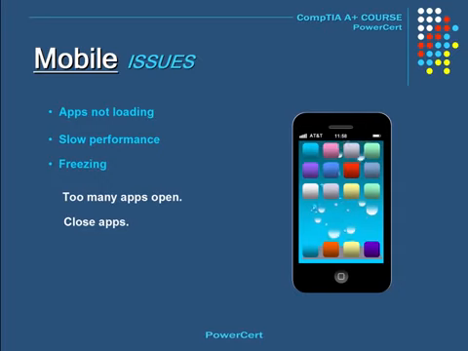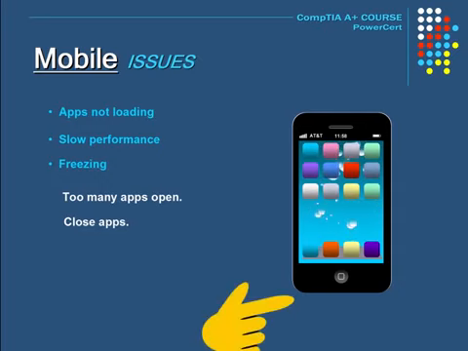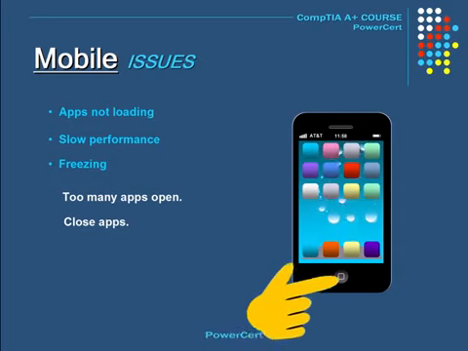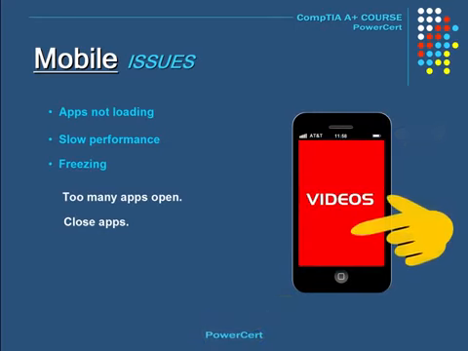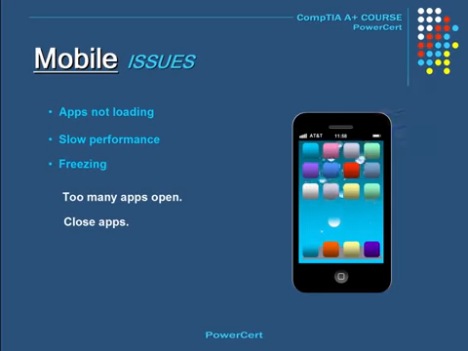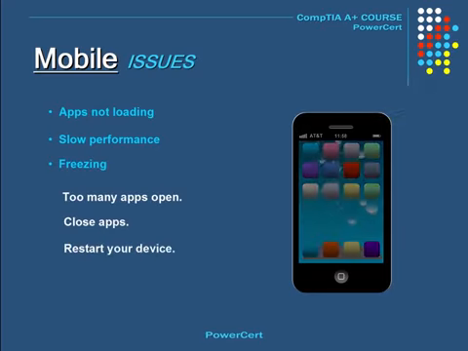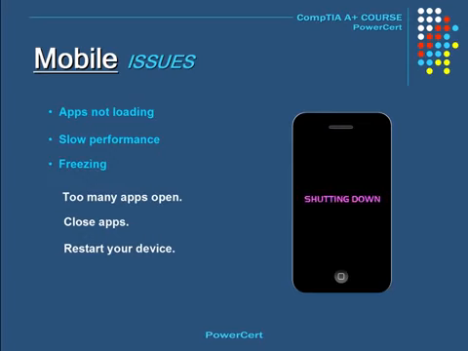For example, on an Apple device, the way to close apps is to double-click the Home button and to swipe up each app that's open, and it will close the app. Or if that doesn't work, then you can just try restarting your device. In fact, you'll find that just restarting your device fixes a lot of issues.